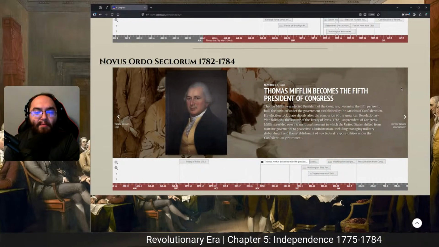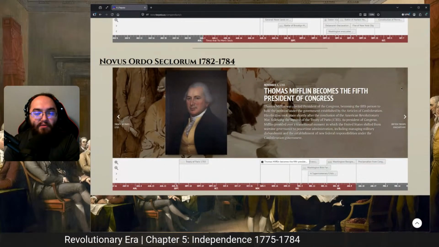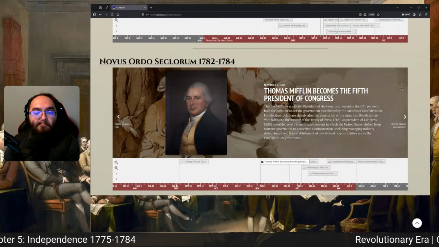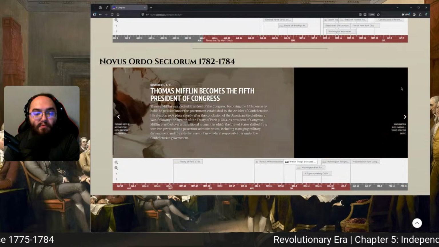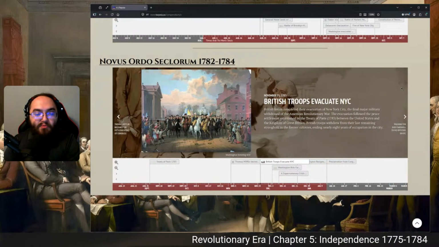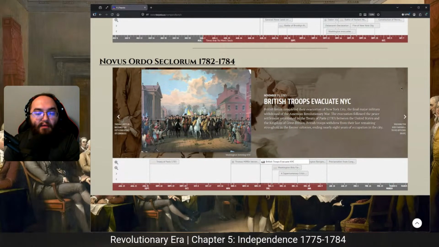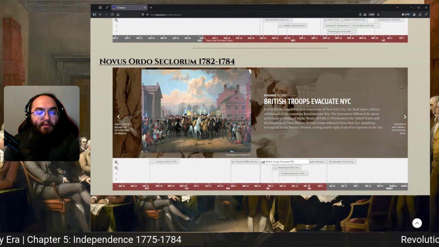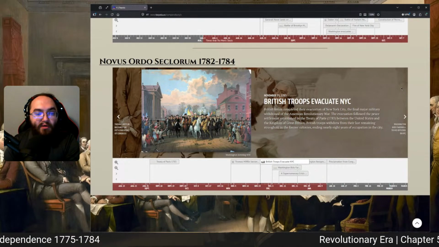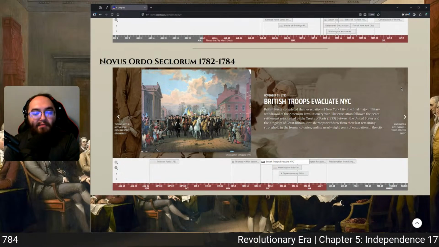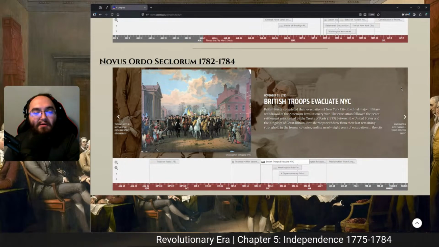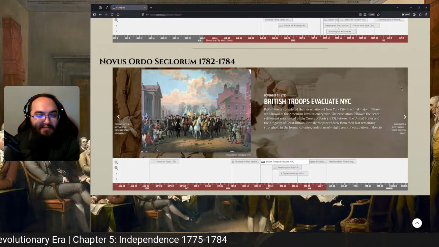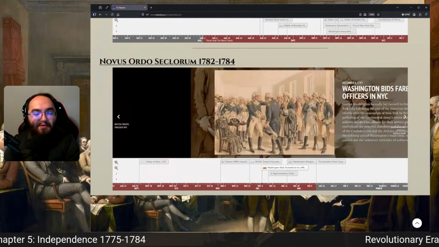Thomas Mifflin becomes the 5th president of Congress, and he will hold the position for a little while. And then the British troops will evacuate New York City, and Washington will march in a parade, and this is known as Evacuation Day. It used to be a holiday in New York. It's not a holiday anymore since the relationship with England has improved since 1783.